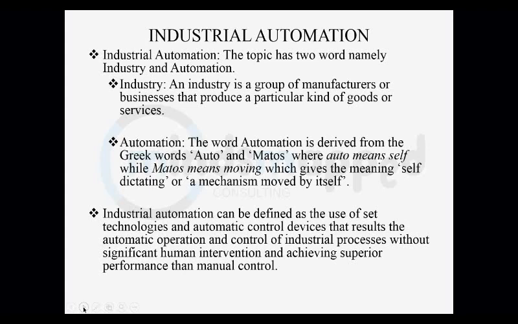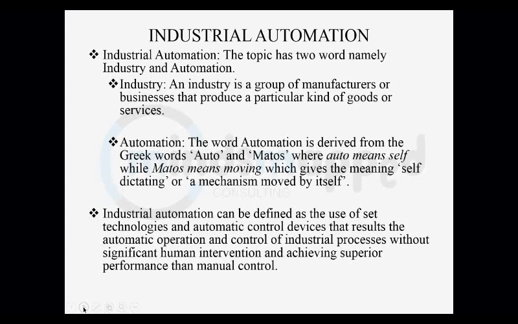Now, the second word, automation. The word automation is derived from the Greek words auto and matos, where auto means self, while matos means moving, which means that anything that is self-operating, self-dictating, or a mechanism that is moving by itself can be termed as automatic and will have the domain of automation.